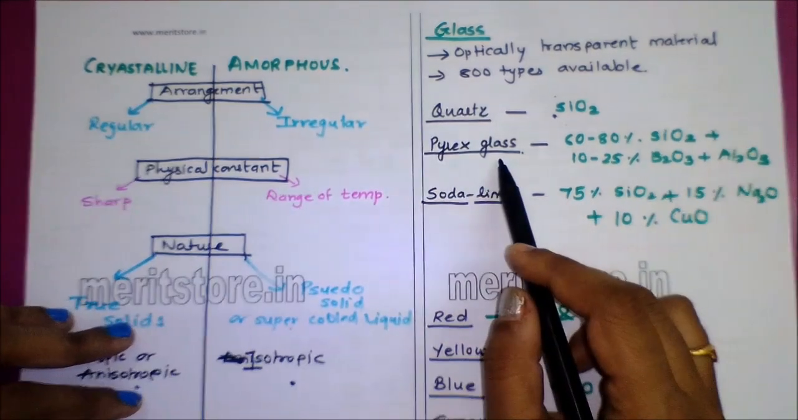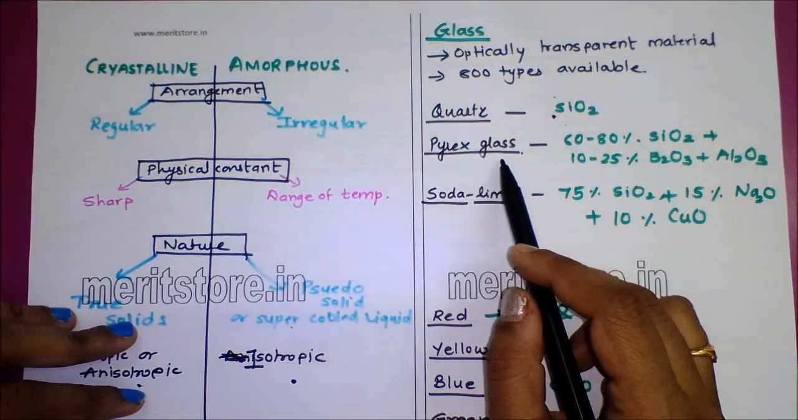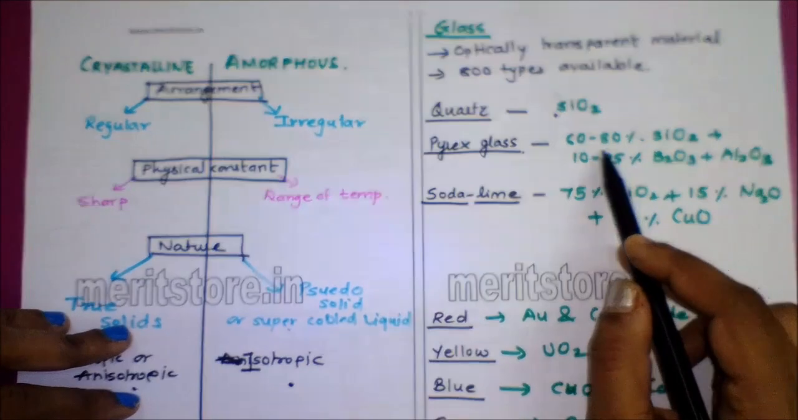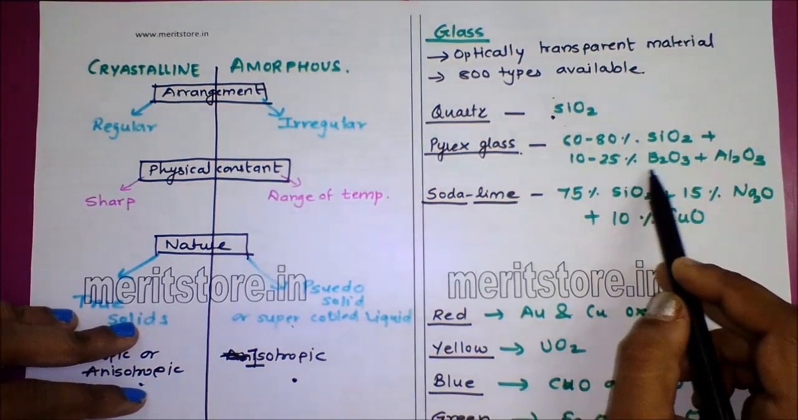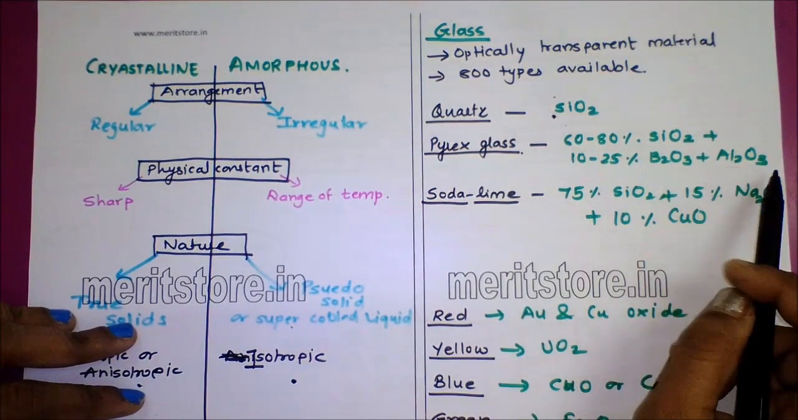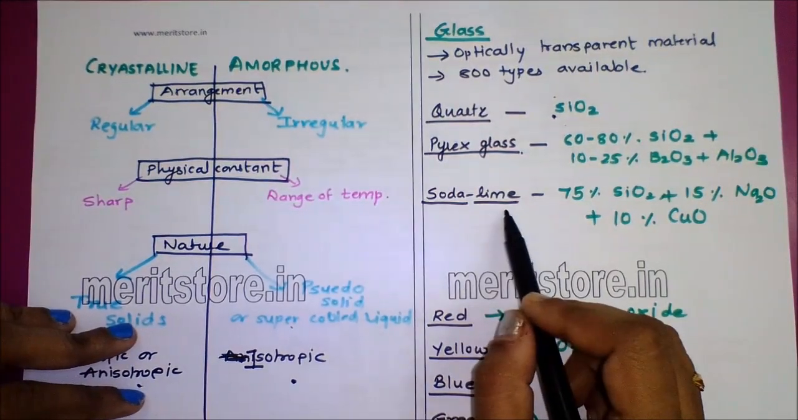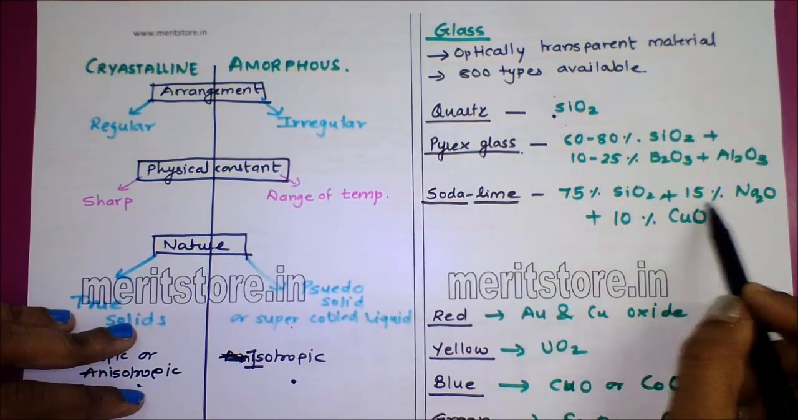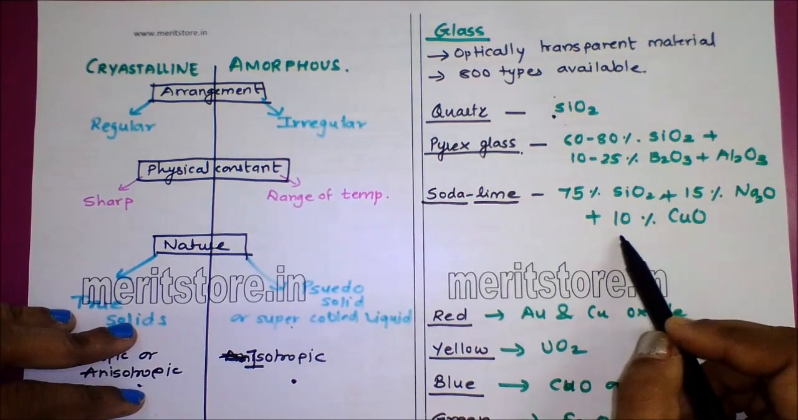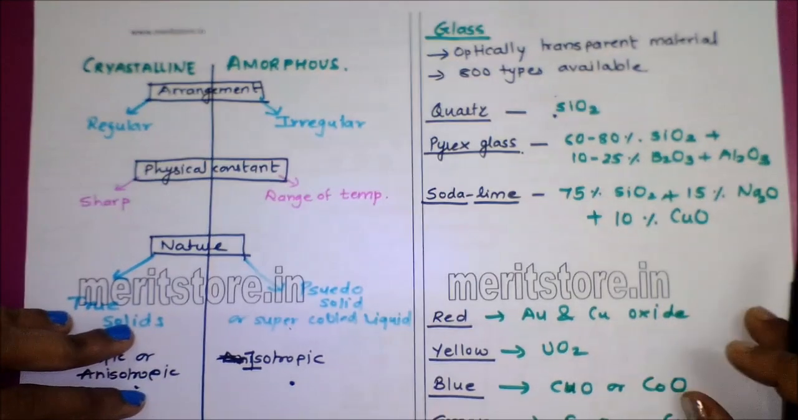Pyrex is a general glass which we use for making different utensils, consisting of 60 to 80% of silicon oxide, 10 to 25% of B2O3 and the remaining Al2O3. Soda lime glass consists of 75% of SiO2, 15% of Na2O and 10% of copper oxide.